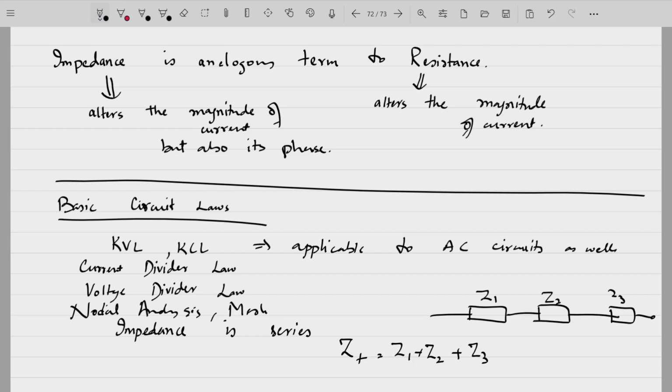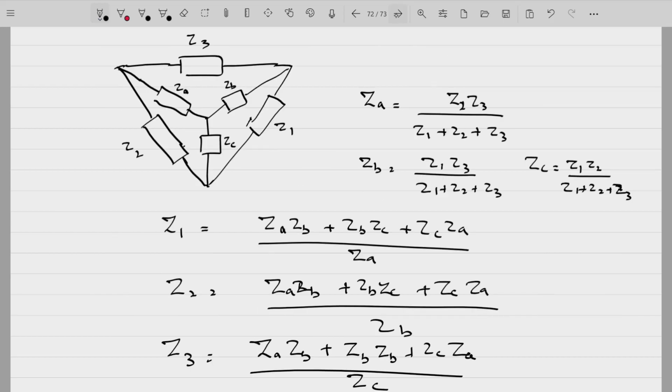So these basic circuit laws, the mesh analysis, the nodal analysis, the current divider law, voltage divider law, KVL, KCL, and so on, as we have seen in case of DC circuits, the same will be applicable to AC circuits.